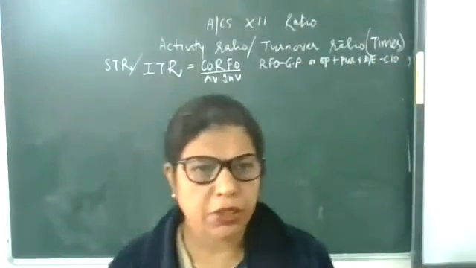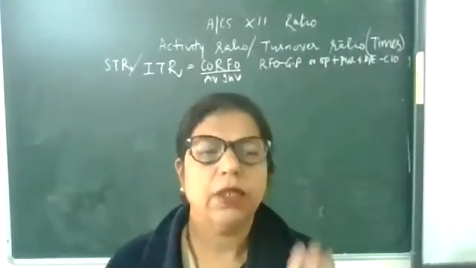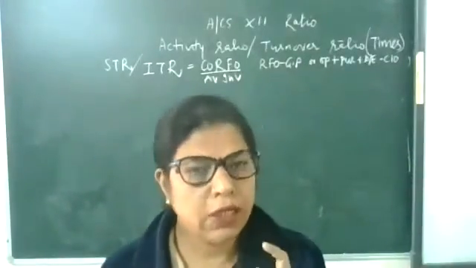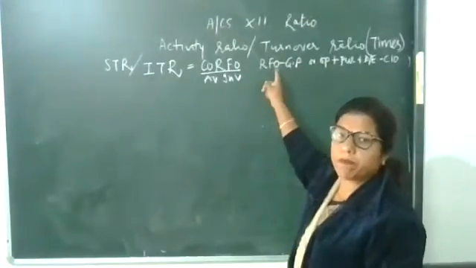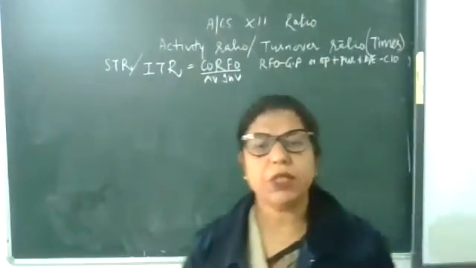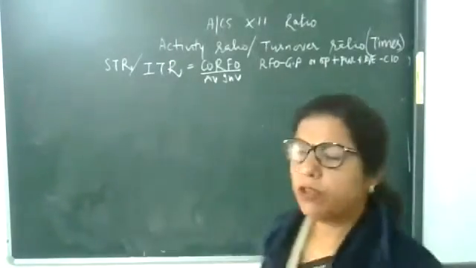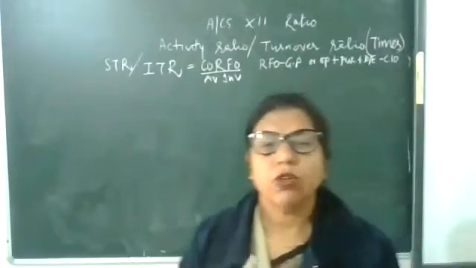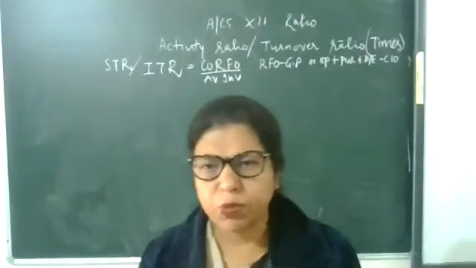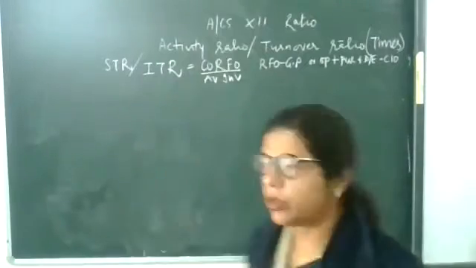If in the question, listen please, if in the question RFO is given, means sales price is given, then we can use this formula. But if in the question purchase and direct expenses are given, we have to use this formula, that is opening stock plus purchase plus direct expenses minus closing stock.